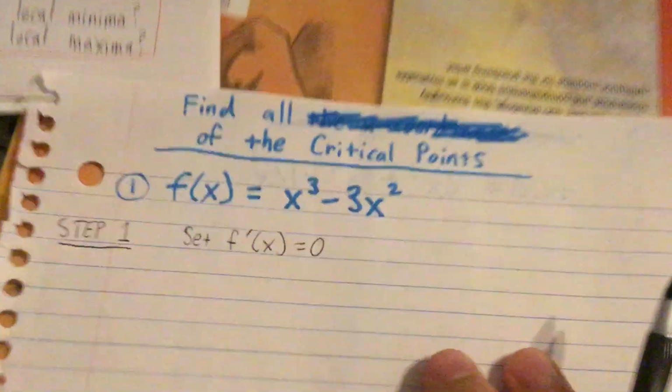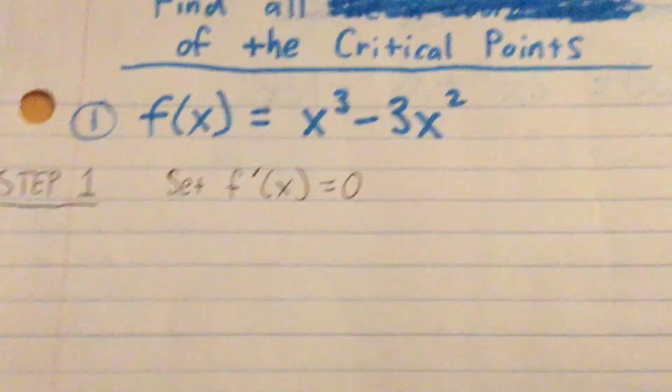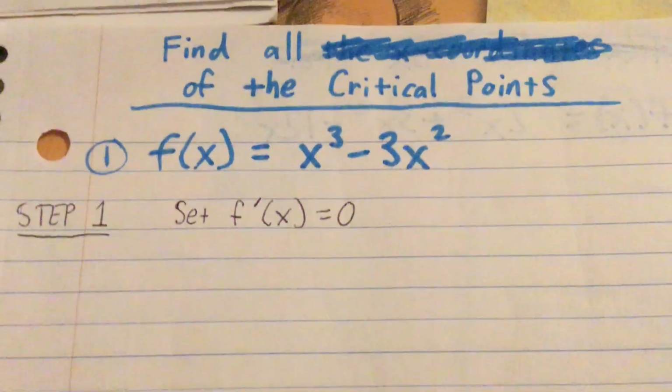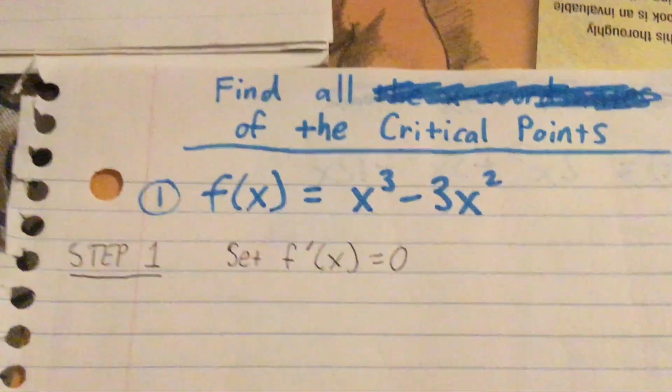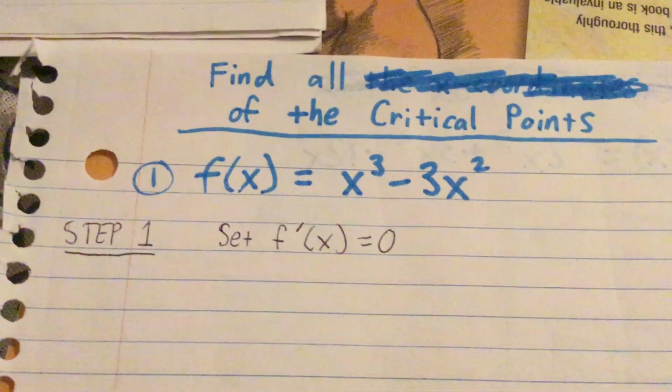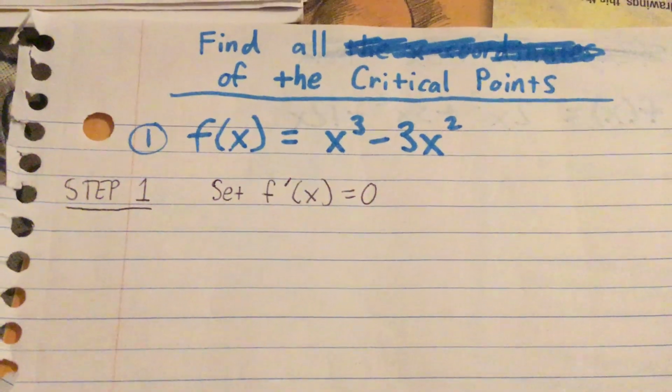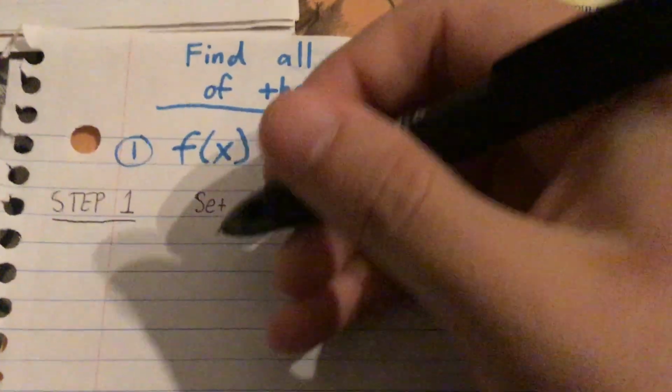Let me just get problem number 1 right up there. Okay, so the directions say find all the critical points. So, for instance, in the graph, f of x is equal to x cubed minus 3x squared. We want to figure out where the critical points are. So step 1, set f prime of x equal to 0. So I've got f prime of x.